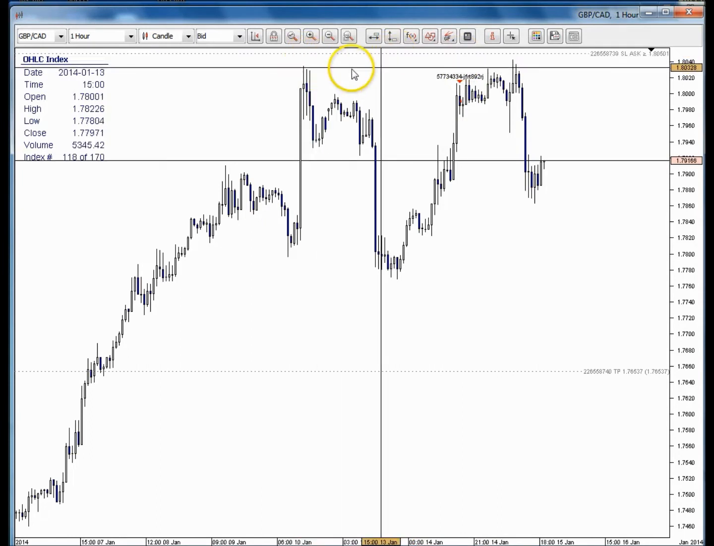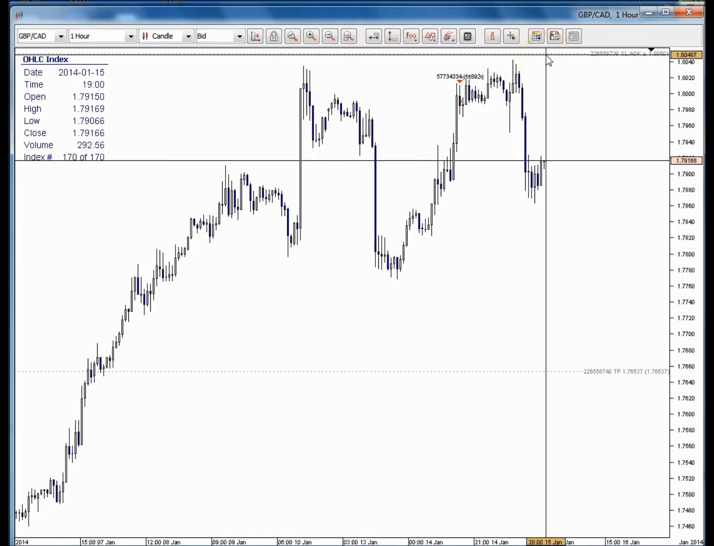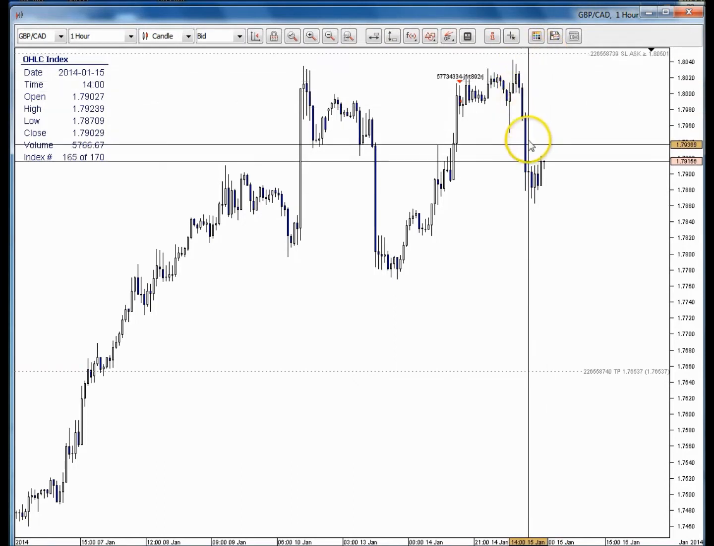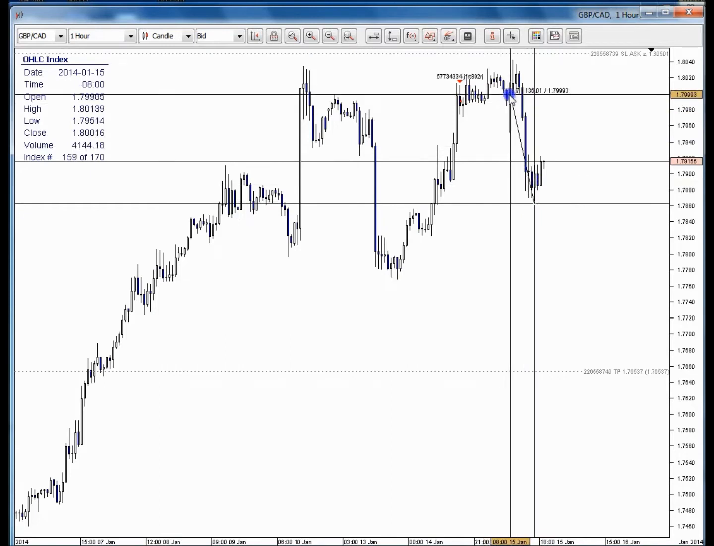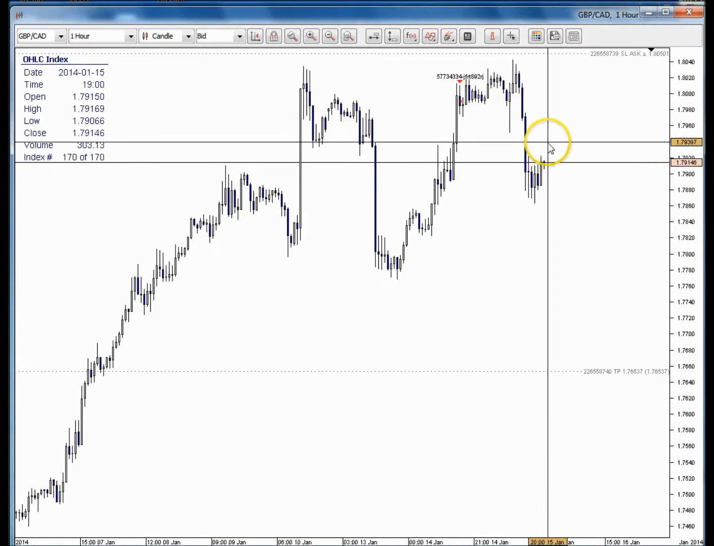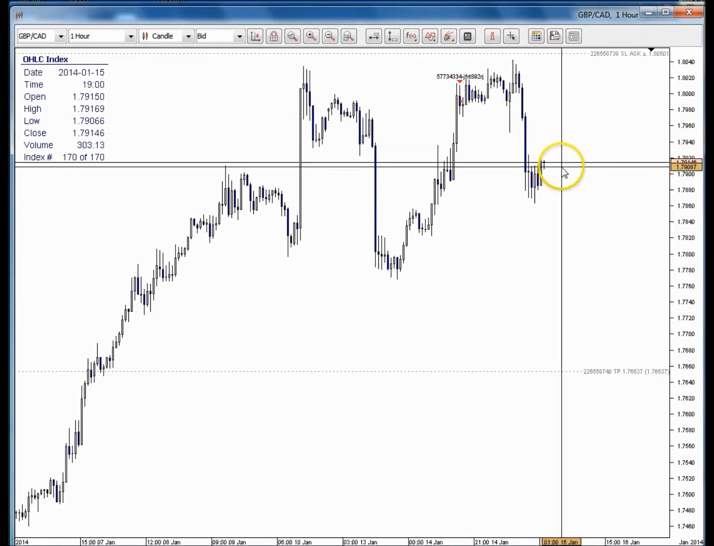So I've entered short here, stops above the high with enough space. You see this high, enough space, the 1.805, and today the position was up about 135 pips. I'm still in. Now it's about again 80 pips more or less.